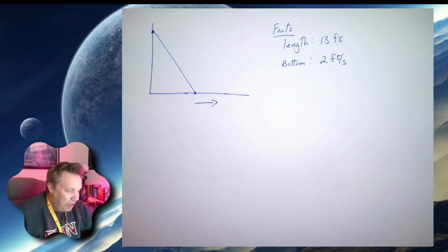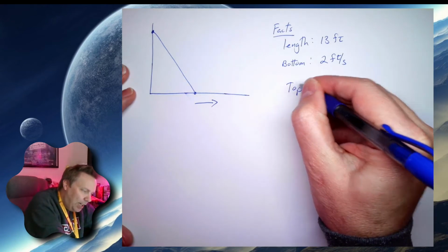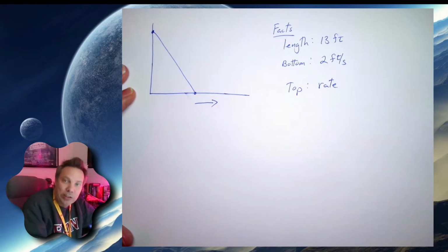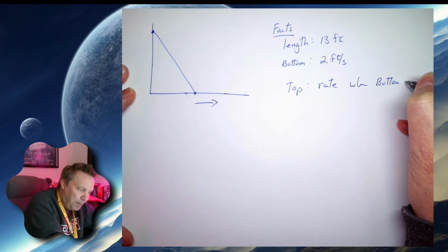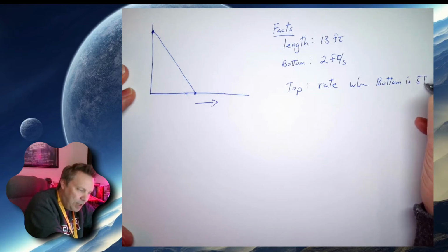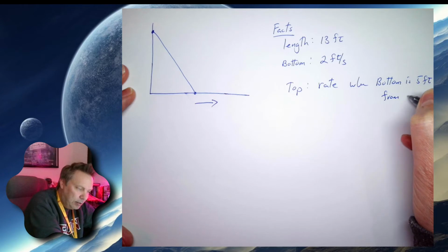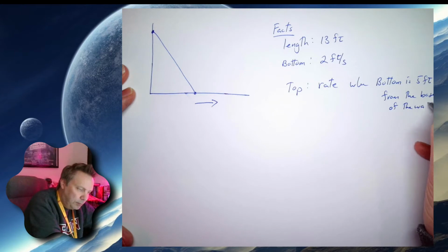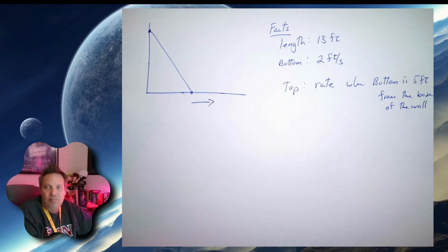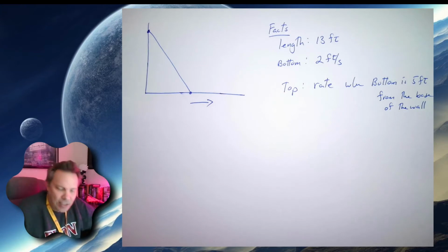My question is, how fast is the top of the ladder sliding down when the bottom of the ladder is 5 feet from the wall? So I want to figure out the rate at which the top of the ladder is falling when the bottom is 5 feet from the base of the wall. That's my goal. So let's try to set this up.